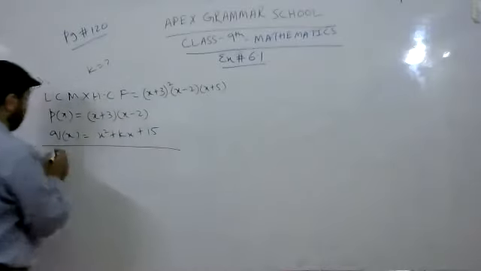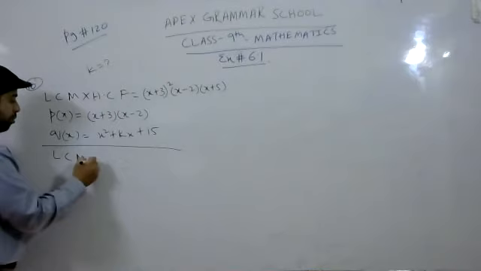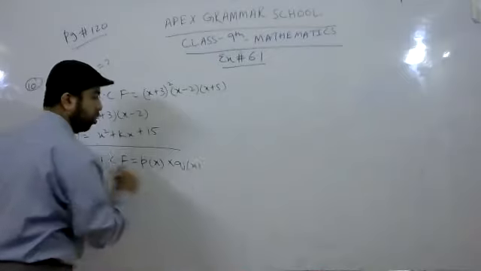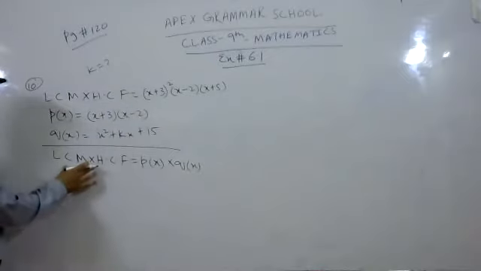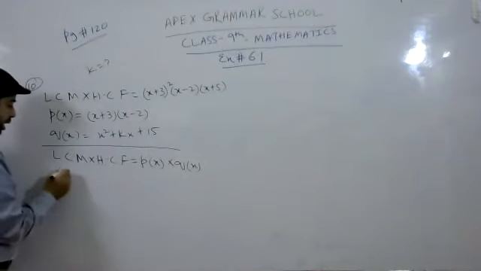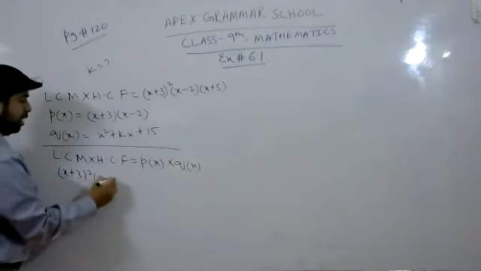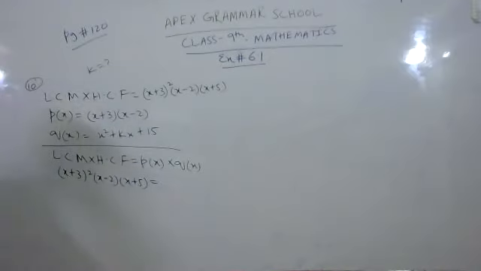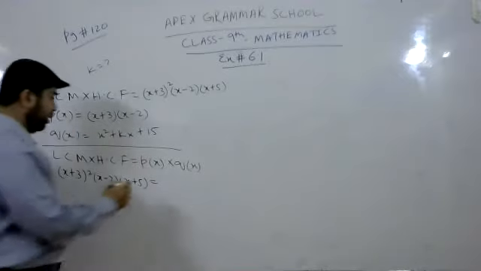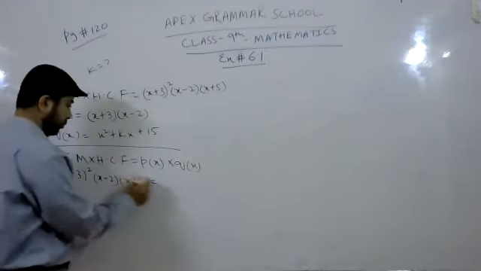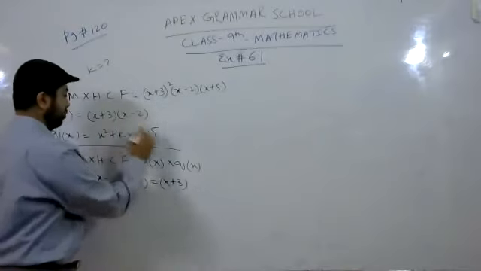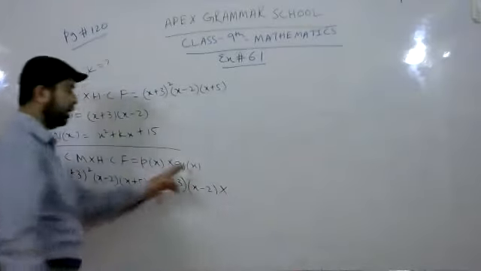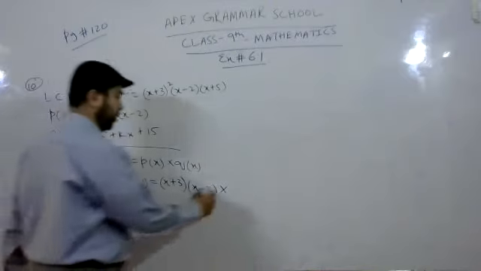So we know that LCM multiplied by HCF is equal to P of x multiplied by Q of x. Now put all the values in it. LCM multiplied by HCF, that is this one: (x plus 3) whole square, (x minus 2) into (x plus 5). After that, the equal sign, and then P of x, that is x plus 3 and then x minus 2. After that, the multiplication sign, and then Q of x, that is x square plus kx plus 15.